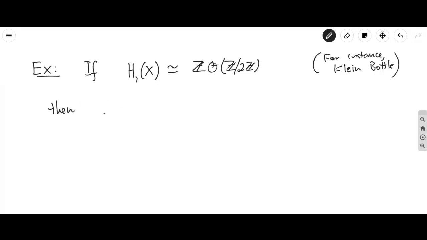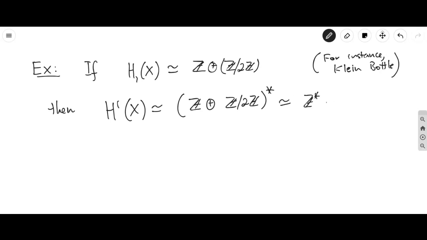Then the cohomology of the Klein bottle would be isomorphic to the dual of this. The dual of that would be isomorphic to the dual of the integers, direct sum the dual of this finite abelian group. But this dual would be R plus 0. And so what we see is the first dimensional cohomology of the Klein bottle is a one-dimensional vector space. That's what we see. So we are losing information, as this extra factor went away.